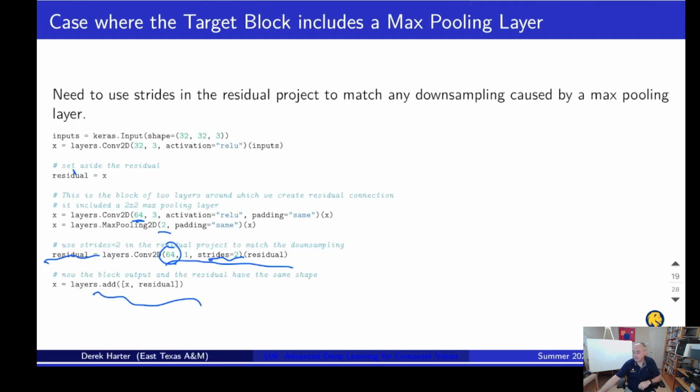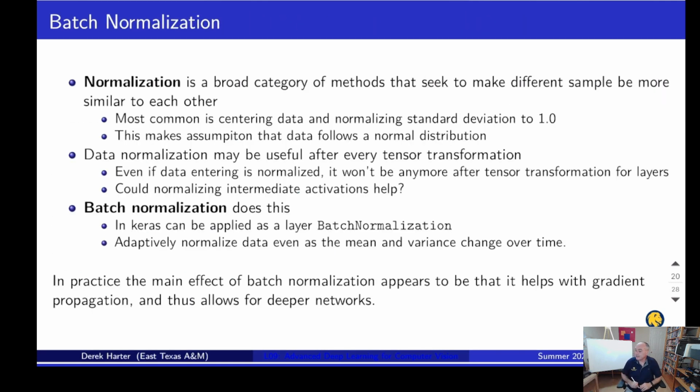Okay, so our second best practice that we will mention here is batch normalization. Normalization, you've already run across this in this class and maybe in a machine learning class. It's a broad category of methods. The bottom line for normalization is you're trying to make different samples be more similar to each other. Normally, the normalization you're probably most familiar with is where we center the data and normalize so they all have a standard deviation of 1 for input.